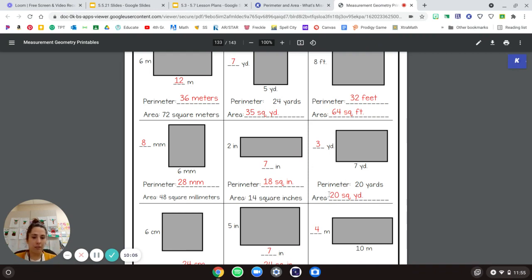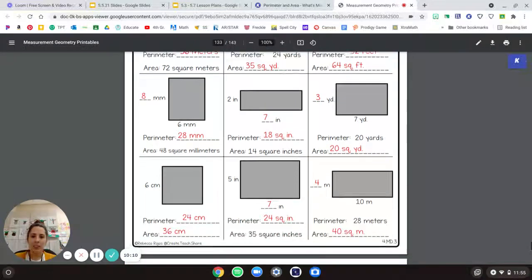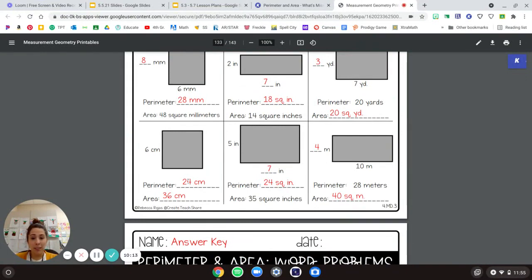3 was our missing length to find 20 yards squared. 21. 7 times 3 is 21. This one should have been 24 centimeters for our perimeter and 36 centimeters squared. This one should say centimeters squared. This one should have been 7 for your missing width to find 24 inches, just inches, and then 35 square inches for our area. We are missing a 4 to make 28 meters for our perimeter and 40 meters squared for our area.